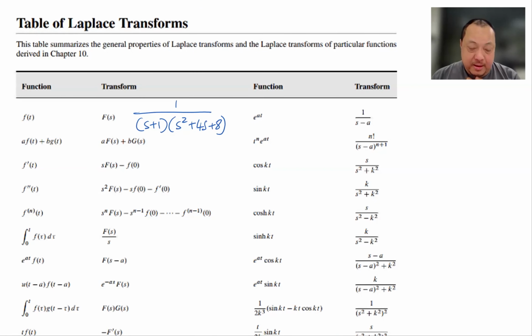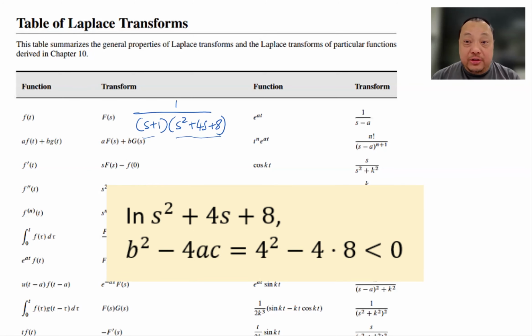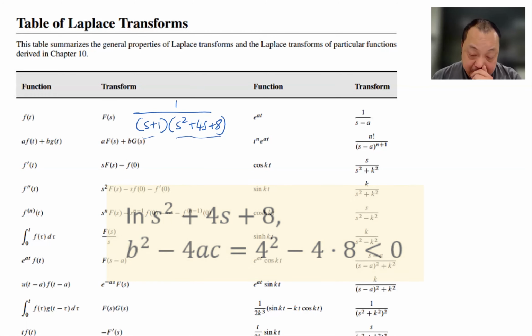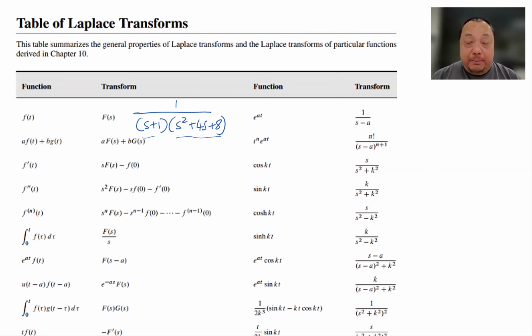All right, let's go back to the table. This is s plus 1. S squared plus 4s plus 8 cannot factor because it doesn't have any real zero. You can see that b squared minus 4ac, b squared is 4 times 4, minus 4ac is 4 times 8, so it's a negative number, doesn't have a zero. And I don't have any Laplace transform that looks like this in the denominator, but I can see that some of them look like parts of it. This s plus 1 in the denominator looks like s minus a here. And then this s squared plus 4s plus 8.